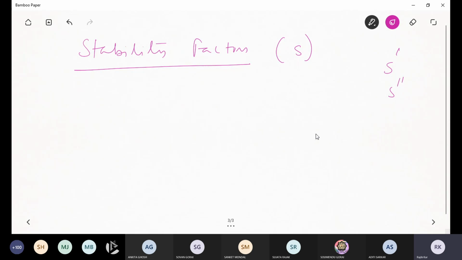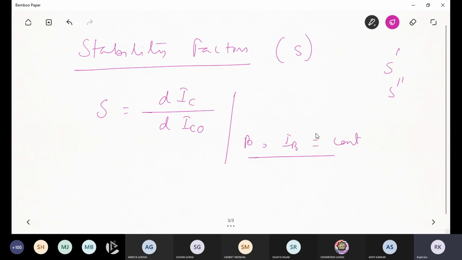First, stability factor S. This stability factor is defined as the rate of change of collector current with respect to change in the leakage current. I repeat, the stability factor is defined as the rate of change of collector current with respect to the reverse saturation current, keeping the common emitter current gain beta and the base current constant. Okay, this is very important.